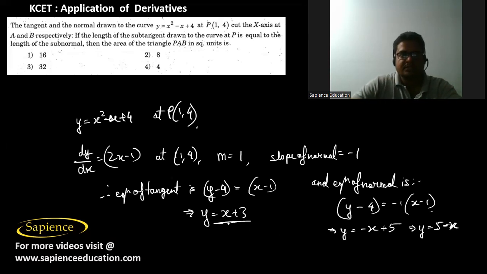So this tangent will cut the x-axis at the point A. So the point A will be minus 3 comma 0, and this normal will cut the x-axis at the point B, whose coordinates will be 5 comma 0, and the area of the triangle PAB.